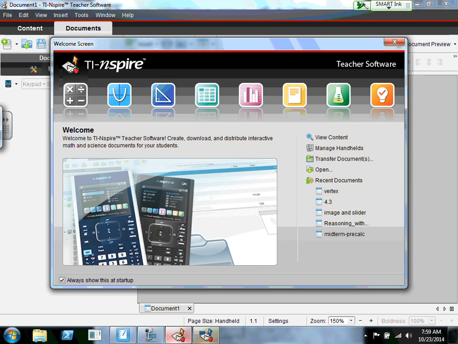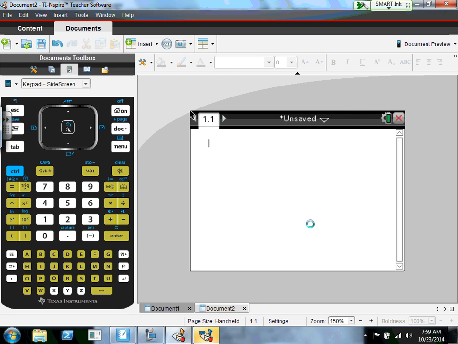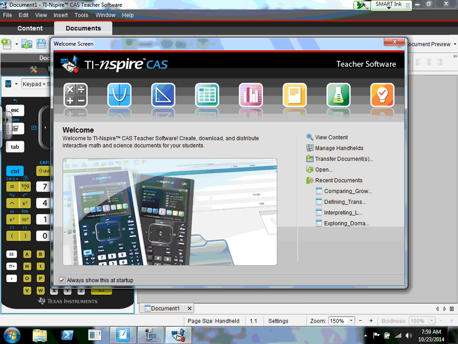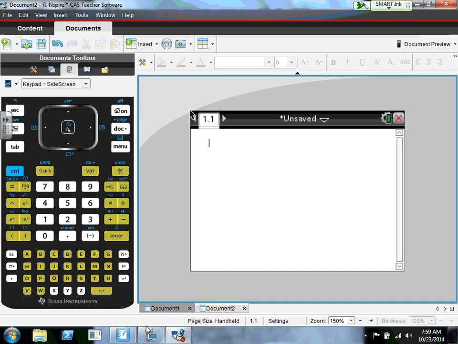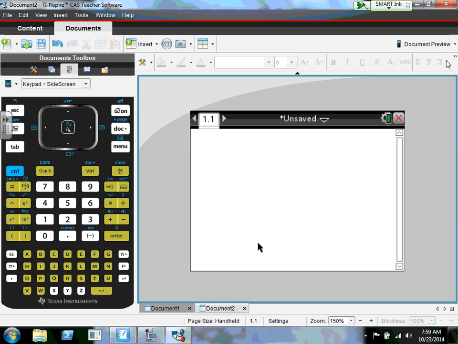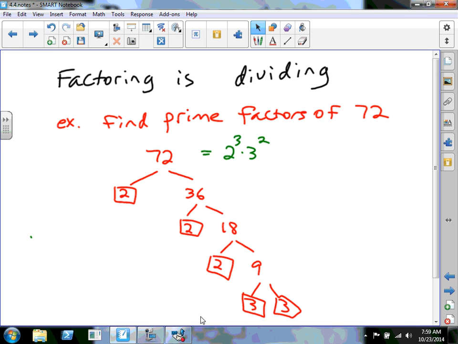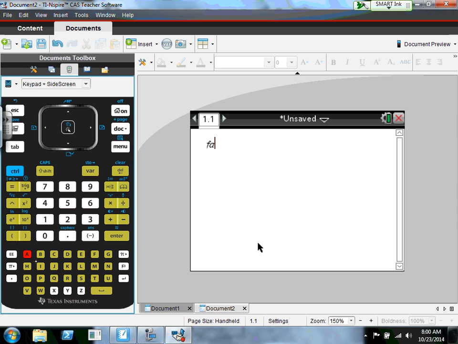So on my TI Inspire, from a calculator page, I'd like to see if it can factor for me. And believe it or not, it can. I'm going to ask the TI Inspire, and I'm going to try this in the CAS and see what happens in the CAS. But I'm going to the Inspire first. Where's my regular Inspire? That's my CAS. It looks like the CAS overrode the Inspire. So here I am. I'm going to try to factor the number 72.